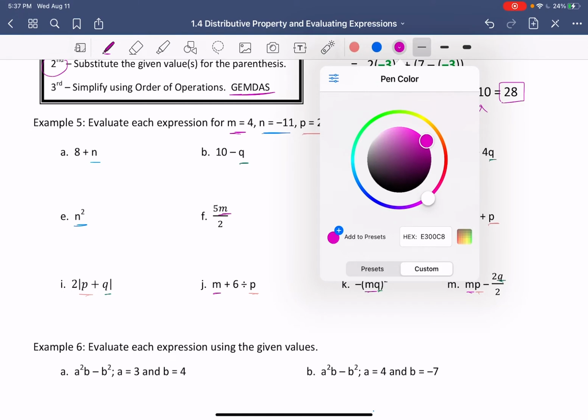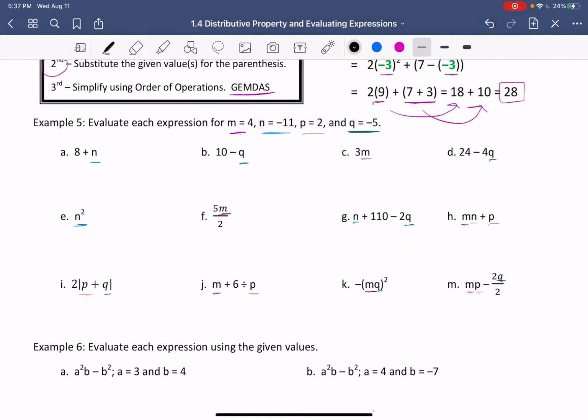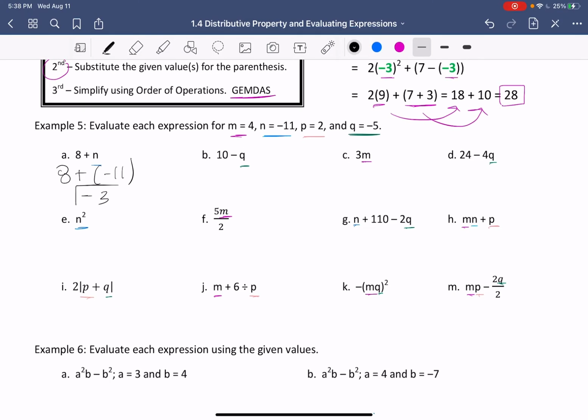All right, so let's go ahead and start filling these in. If we have 8 plus n, we look up here, we have n equals negative 11. So we're going to plug in negative 11 for n. So 8 plus negative 11. That plus minus is going to say 8 minus 11, and we get negative 3. Then t minus q. q is negative 5. So 10 minus negative 5. That's going to be 10 plus 5. So we have 15.